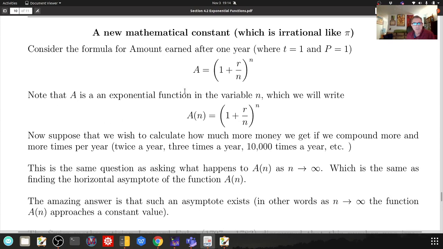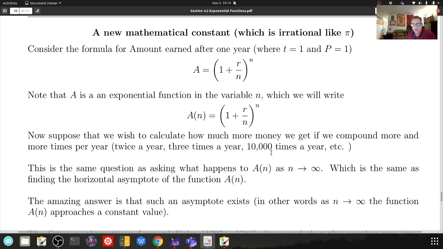So notice that A is an exponential function in the variable n. This is what makes it weird. The variable n is included in the base value, and it is also included in the exponent. So it's a little bit different from what we were doing earlier. So suppose we wish to calculate how much more money we get if we compound more and more times per year.